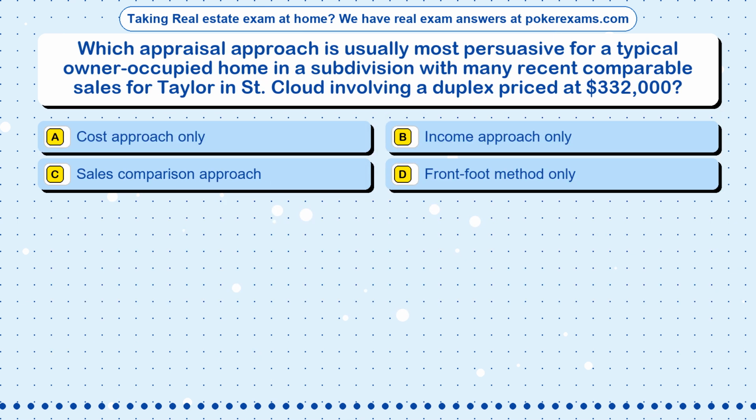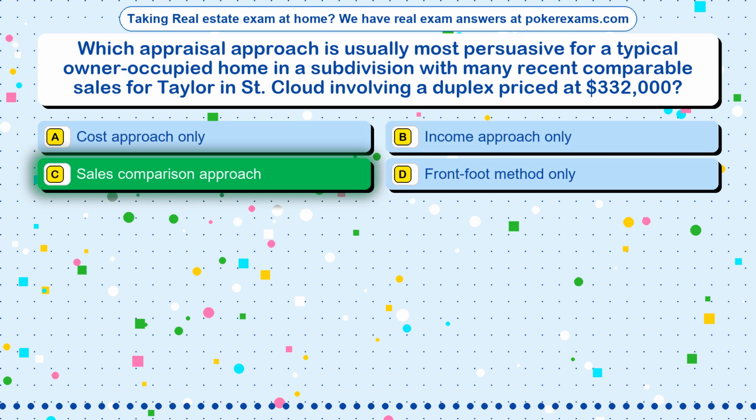Question 71. Which appraisal approach is usually most persuasive for a typical owner-occupied home in a subdivision with many recent comparable sales for Taylor and St. Cloud involving a duplex priced at $332,000? Option A. Cost approach only. Option B. Income approach only. Option C. Sales comparison approach. Option D. A front foot method only.